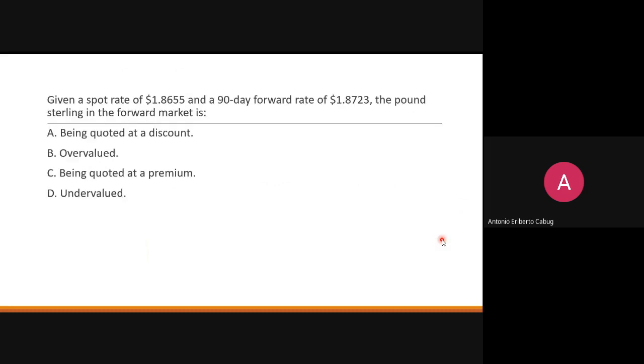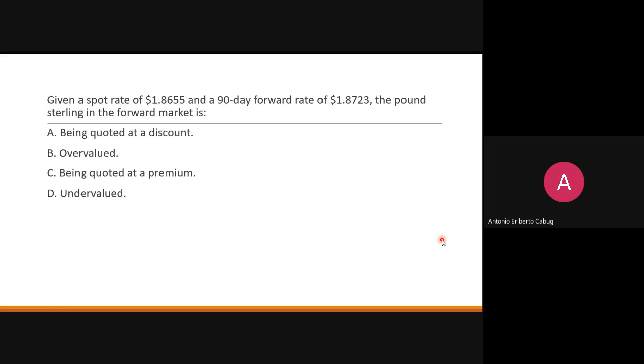Okay. When the price of a currency in the forward market is higher than the price in the spot market, it is said to be at a premium. If the price of the currency is lower in the forward market than in the spot market, it is said to be at a discount.